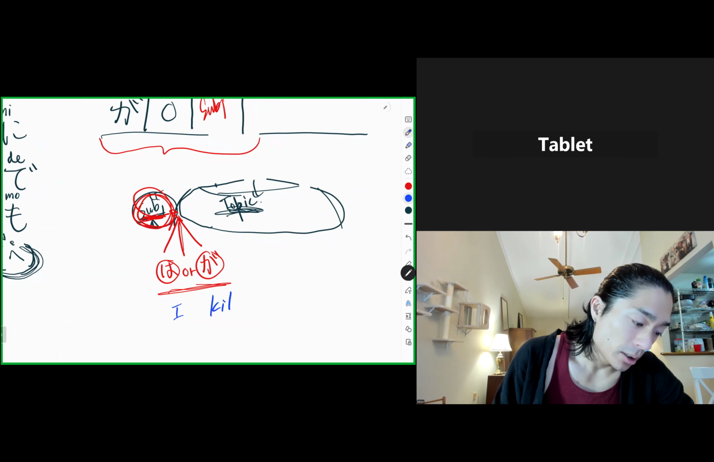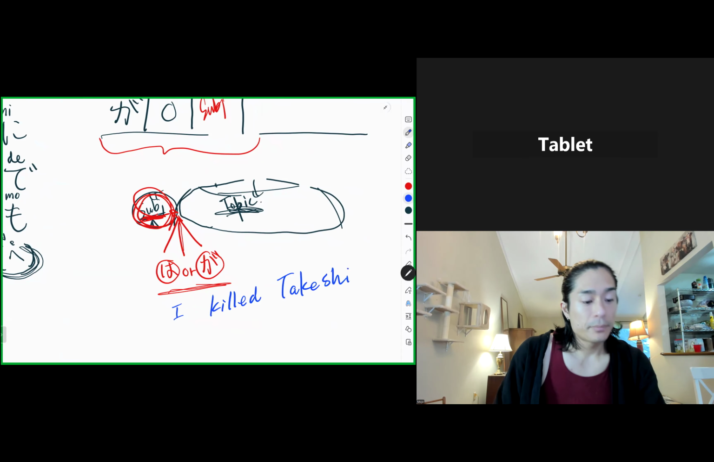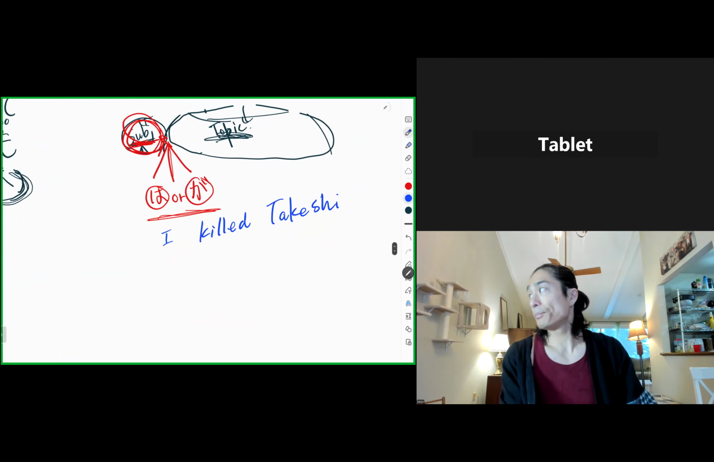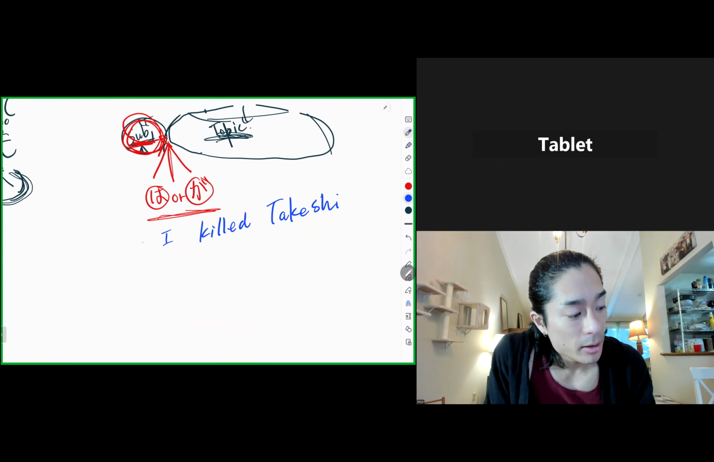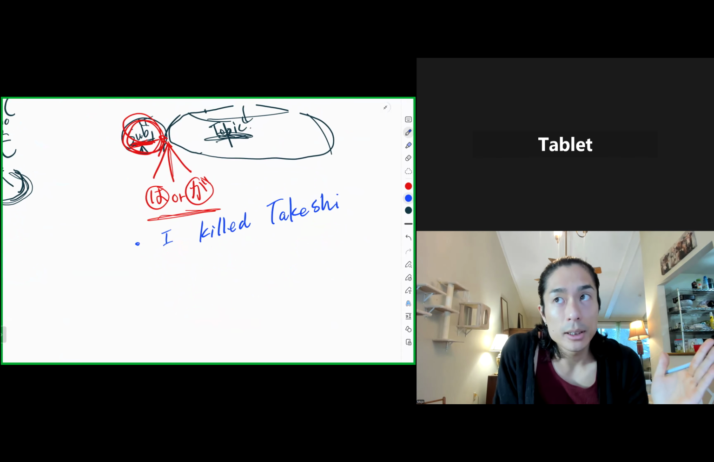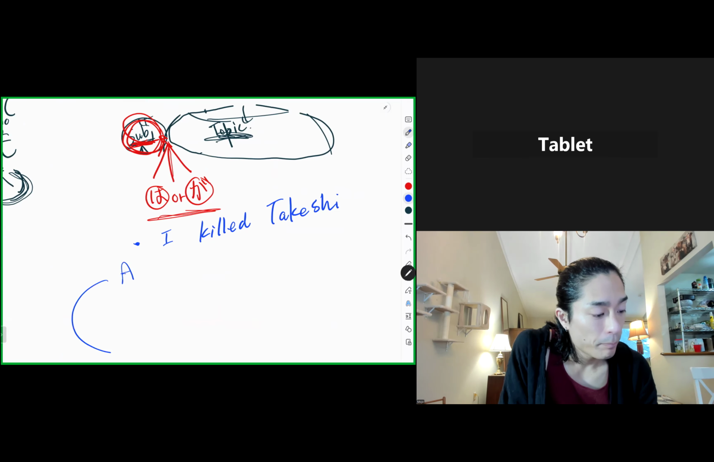Let's do some simple sentences, for example, about Takeshi. It's one sentence, right? "I killed Takeshi." I'm going to say this one sentence in two different situations, and I'll ask you if you can see the difference based on the situations. Okay, situation A.